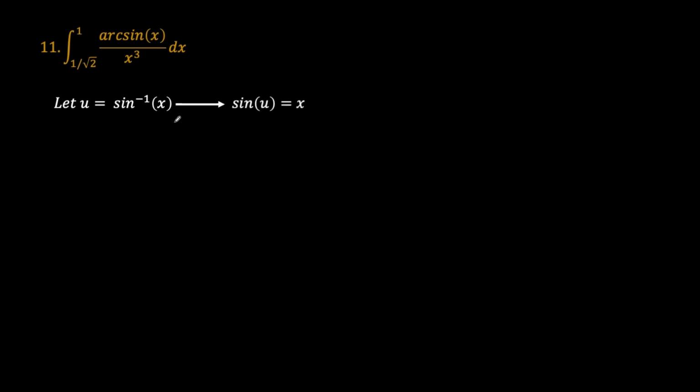So problem 11 is the integral from x equals 1 over root 2 to x equals 1 of arcsine of x over x cubed. This is a very interesting problem. The first thing I would like to do is substitute for arcsine of x, by letting u be equal to arcsine of x, and thus sine of u equals x, and therefore cosine u du/dx equals 1, and therefore we could substitute for dx with cosine u du.